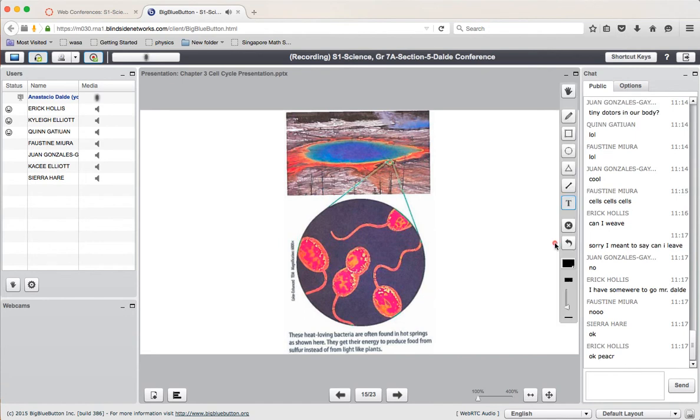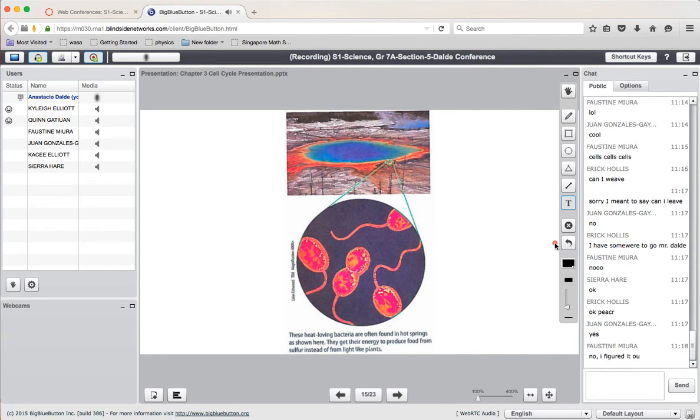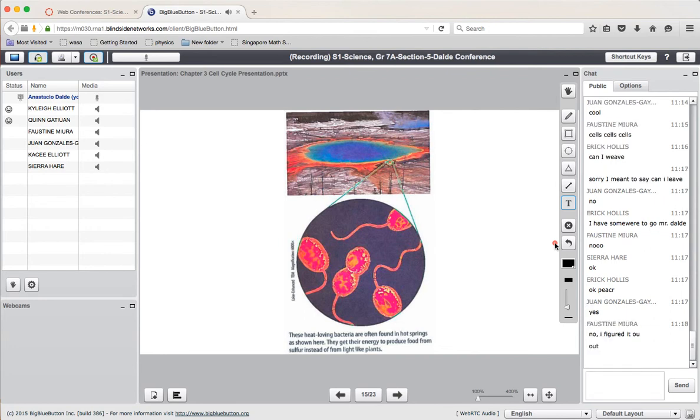Oh, wait. Were you guys having trouble with the microscope? Some of you were having trouble with the microscope. Were you having trouble pulling it up? Or was it taking pictures of it? All right, here's what I'm going to say. Oh, go for it, Faustine. Give me your advice because that'd be good.